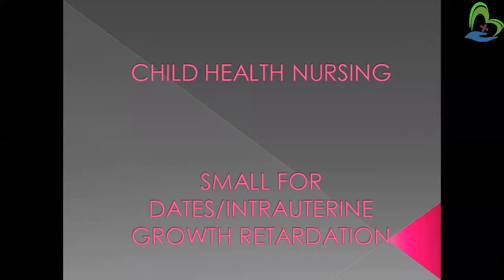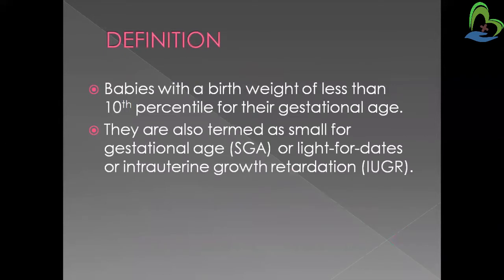So today in Child Health Nursing, we will see about small for dates or intrauterine growth retardation. The definition of these small for dates babies is a birth weight of less than the 10th percentile for their gestational age. The normal percentile is the 50th percentile, and when the percentile is between 10 and 90, we say that the baby is appropriate for their gestational age.